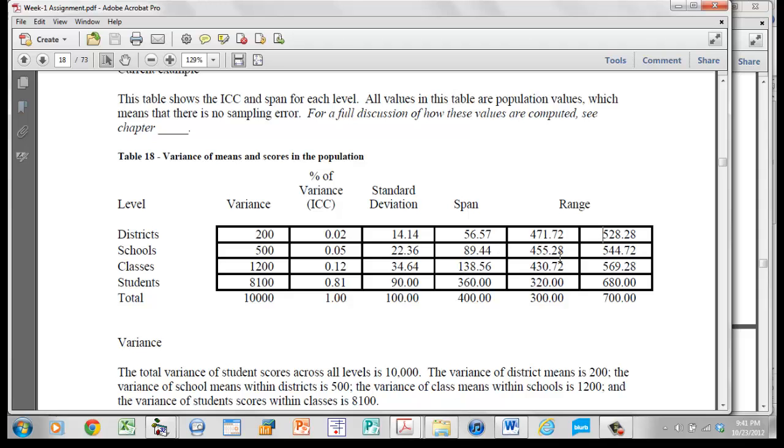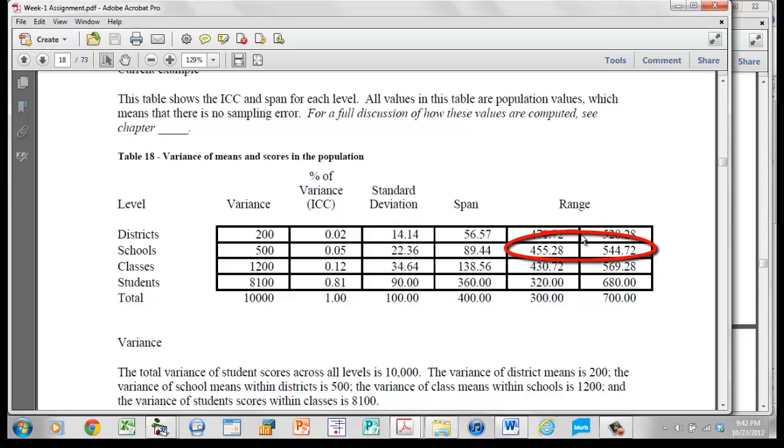The range, however, does need to be qualified. When we're talking about districts, once we've said that the overall mean is 500, then if we know the span is 56.57, the range must be 471 to 528, because that's the only way that we can have an overall mean of 500 and have this span. But once we come to schools, within a district, the school means are going to span about 90 points. So if we happen to be talking about a district where the mean is 500, then the school means are going to range from 455 to 544.